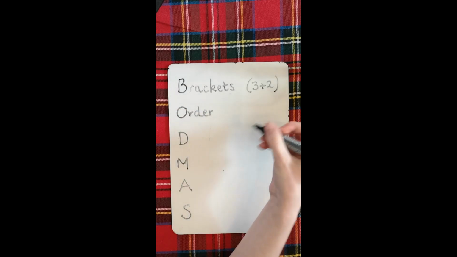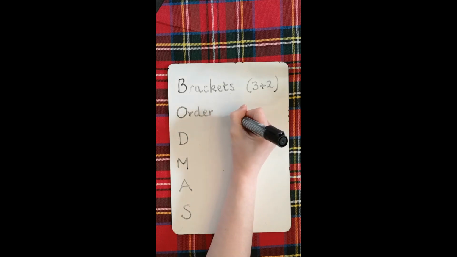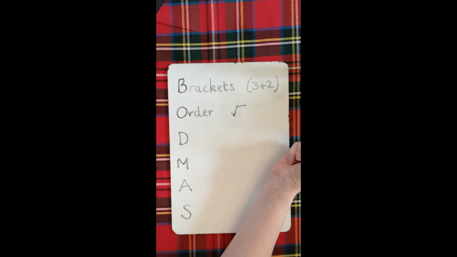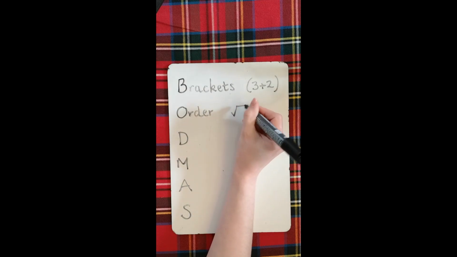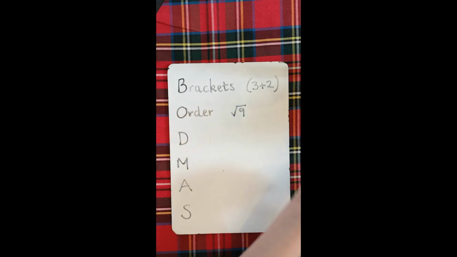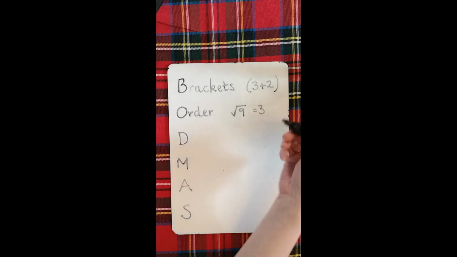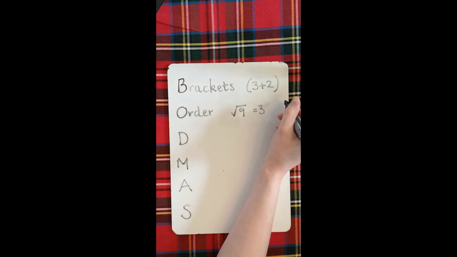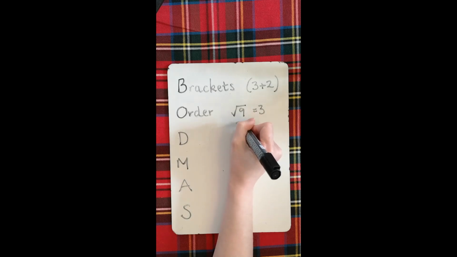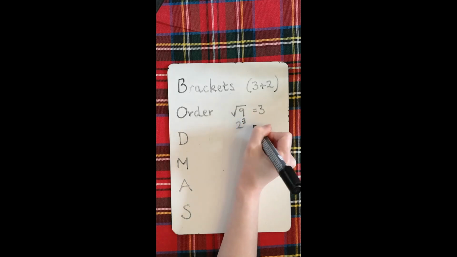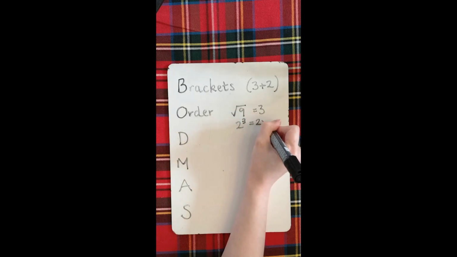An order might be the square root of a number. For example, the square root of 9 would be 3 because 3 times 3 is 9, or it could be the opposite. It could be a square or cube of a number. So for example, 2 cubed would be 2 times 2 times 2, which would give me 8.